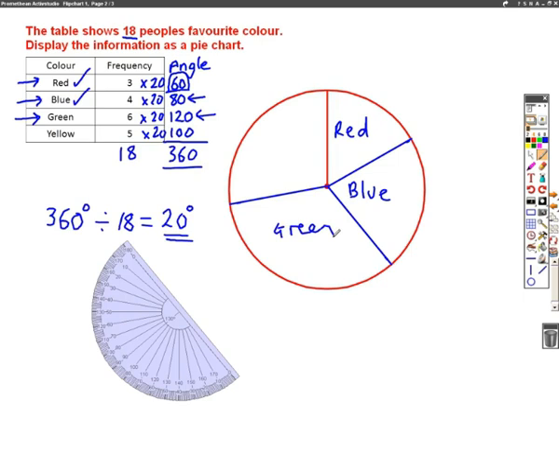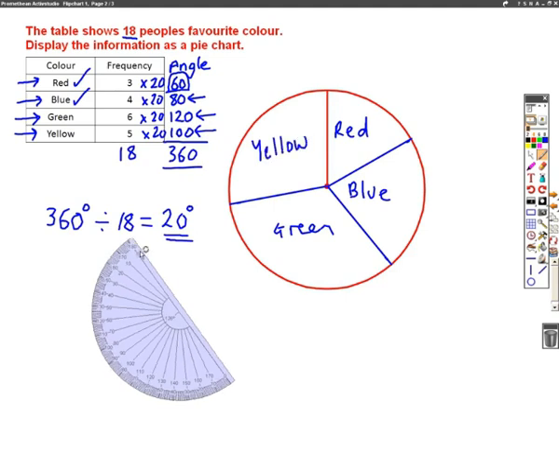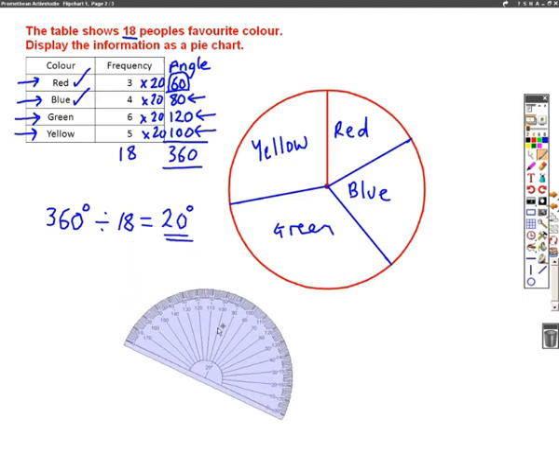So that means we have one section left for yellow. So the last section should be 100 degrees. Well, the last section should already be done for us. So this last section is the bit that's left, and that will be for yellow. So we've done it. We've drawn a pie chart with all of that information using a protractor.